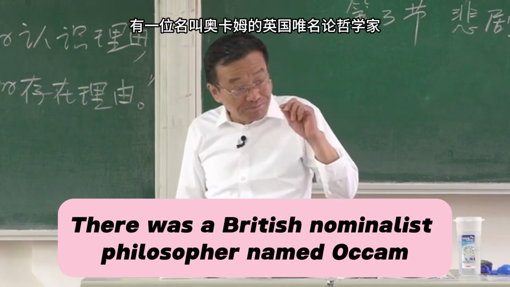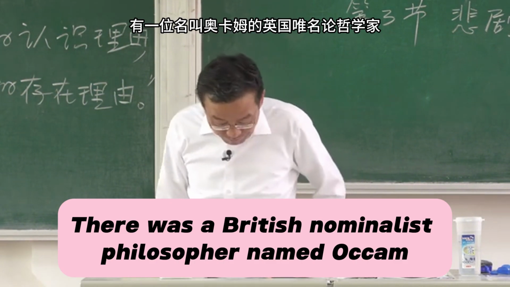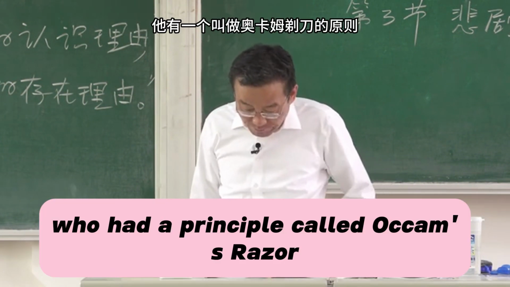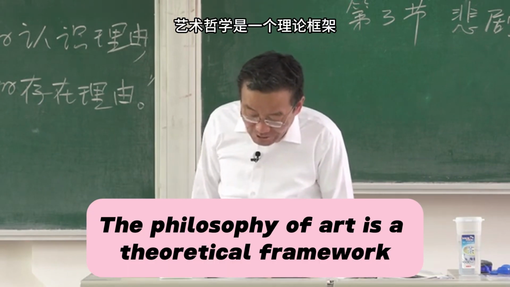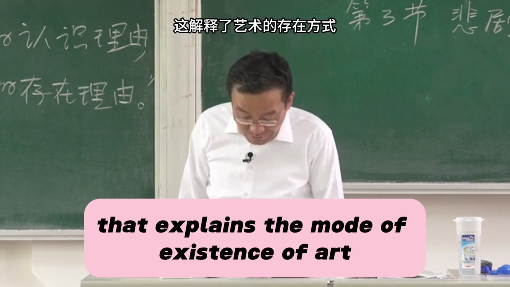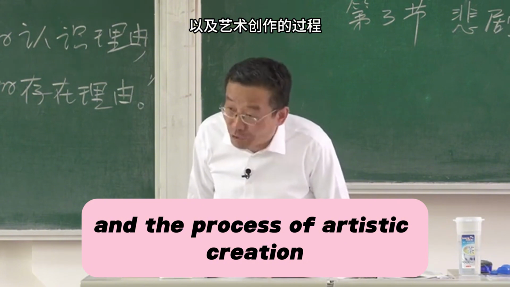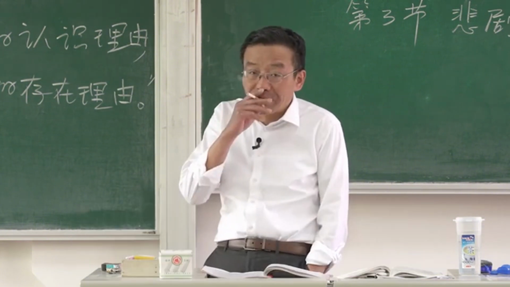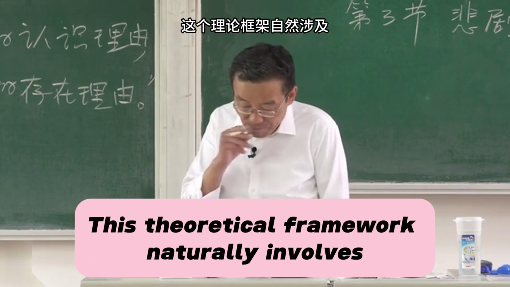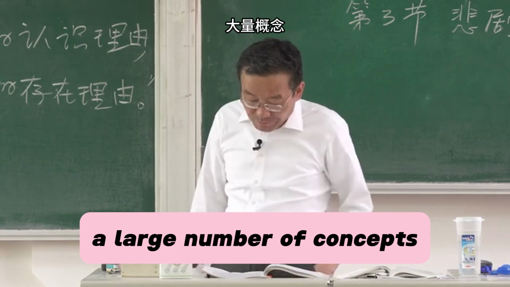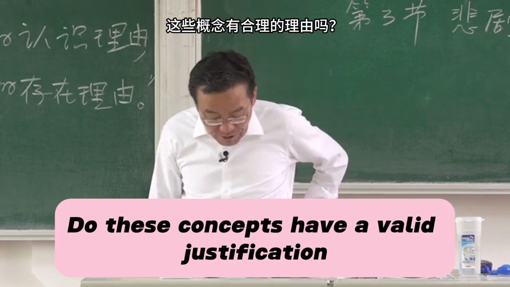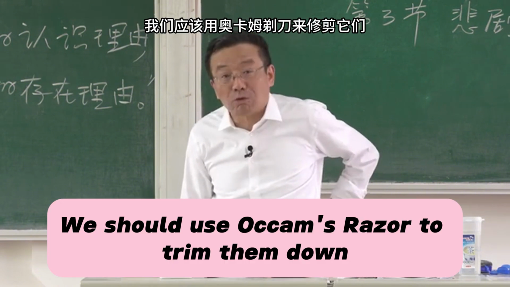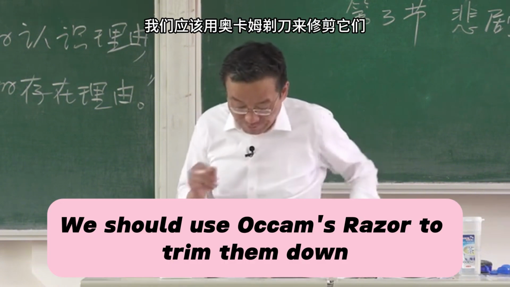There was a British nominalist philosopher named Occam, who had a principle called Occam's razor. The philosophy of art is a theoretical framework that explains the mode of existence of art and the process of artistic creation. This theoretical framework naturally involves a large number of concepts. Do these concepts have a valid justification? We should use Occam's razor to trim them down.